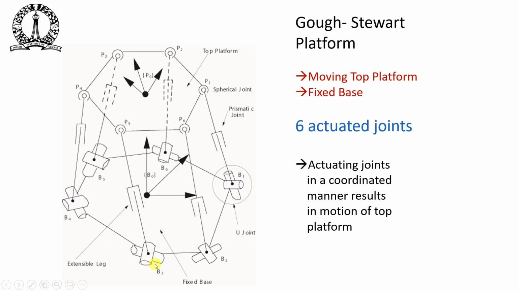Okay, so the connection between the top and bottom platforms are through legs. Okay, so for example, here the leg is connected like B2, P6. Okay, where the leg consists of a prismatic joint which can change its length. Okay, there's a fixed coordinate system B0, and as you actuate these legs, the top platform can do this 6 degrees of freedom.